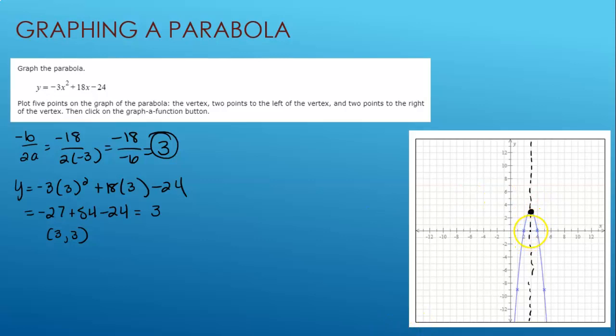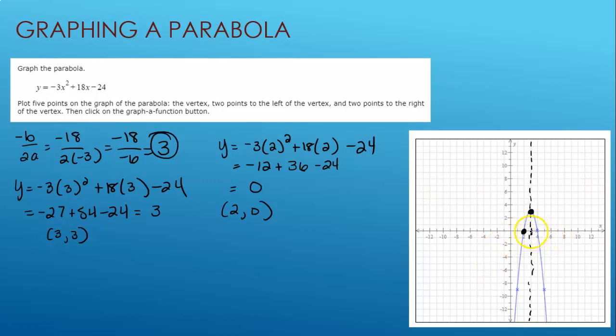All right, remember I want things that are close to the vertex. So I've already used 3. Let's use 2 now. If I substitute 2 into the equation, I'm replacing x with 2. Order of operations says to square first. 2 squared is 4, and 4 times negative 3 is negative 12. 18 times 2 is 36, and we bring down the minus 24. Negative 12 plus 36 minus 24 becomes 0. So that means when I substitute in 2, I get 0, and that's that point right there.